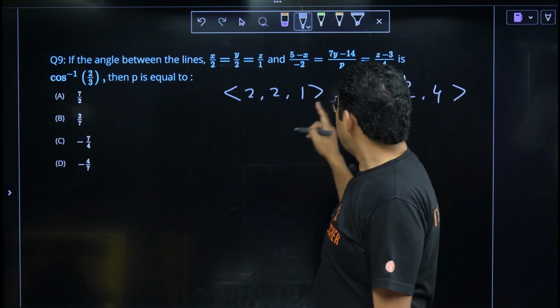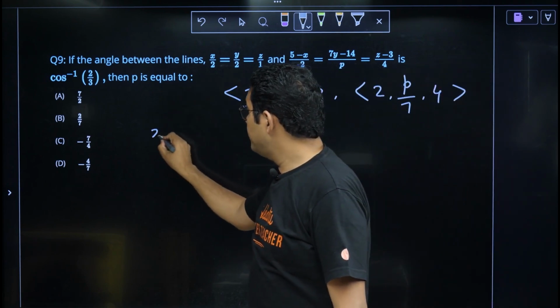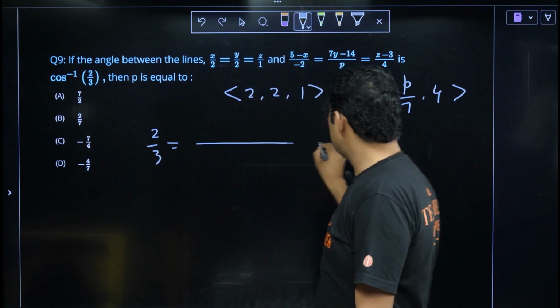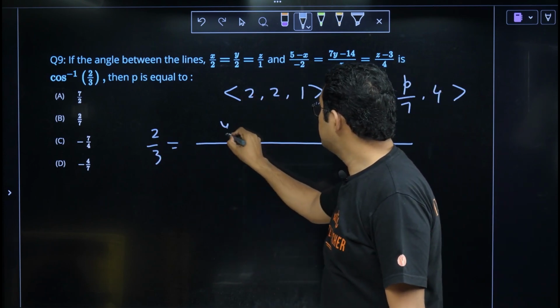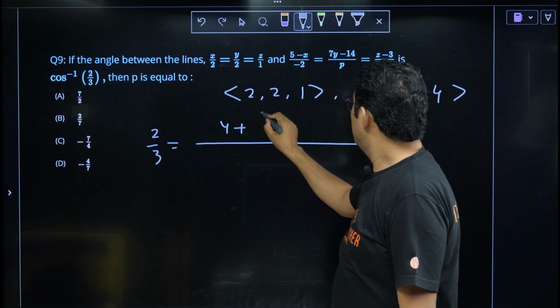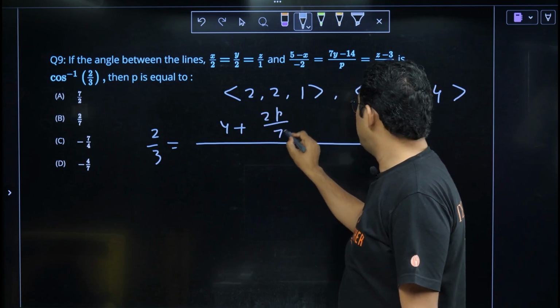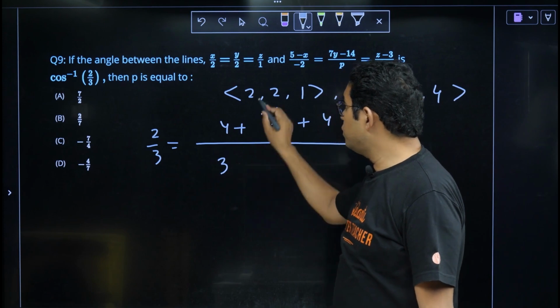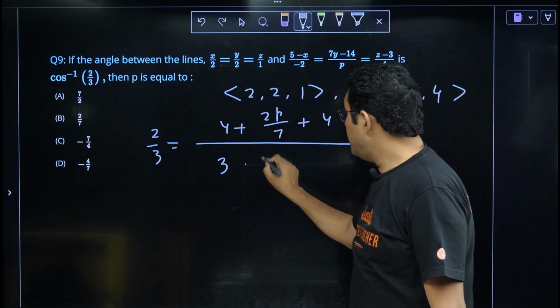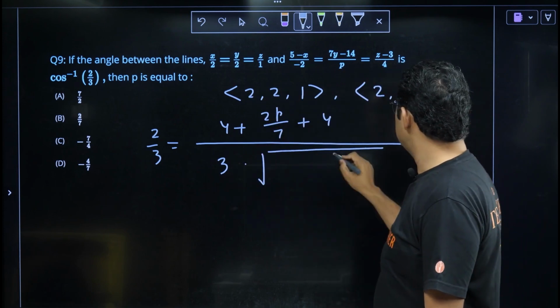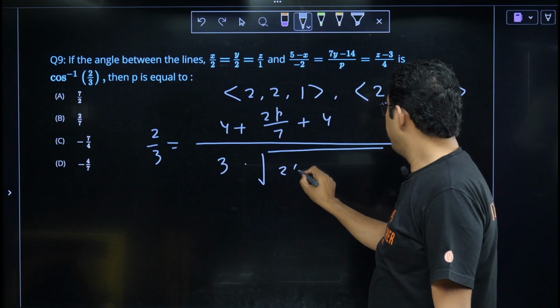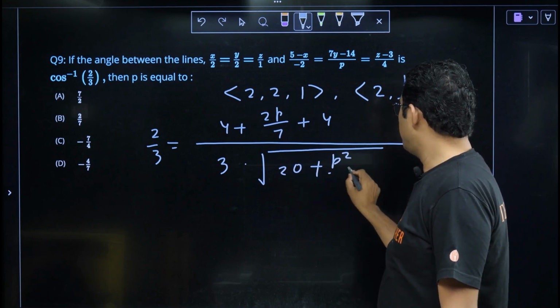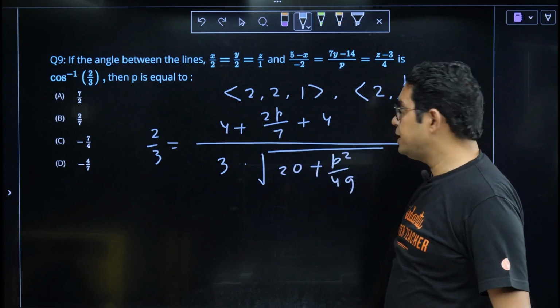So we are given cos theta as 2 by 3, which is equal to the dot product of these two. That is 2 into 2, 4 plus 2 into p upon 7 plus 1 into 4, upon under root of 2 square plus 2 square plus 1, which is 3, into under root of this thing, that is 4 plus 16, 20 plus p square upon 49. So you have to solve it and I think you will get the answer.